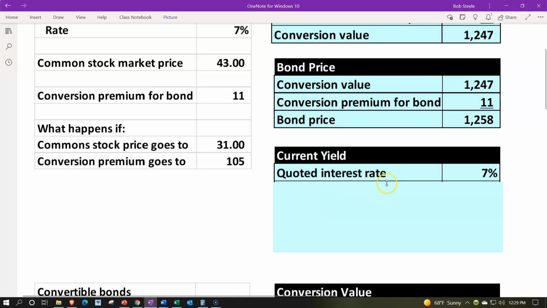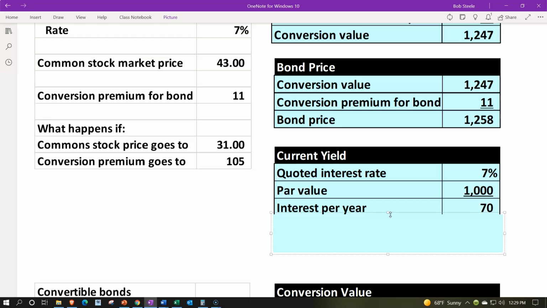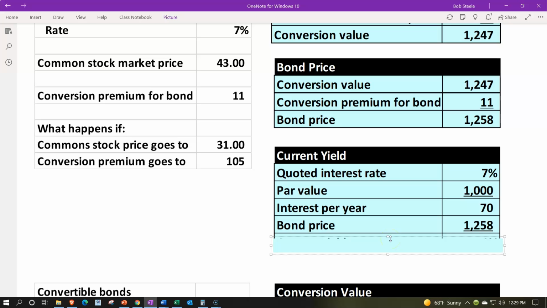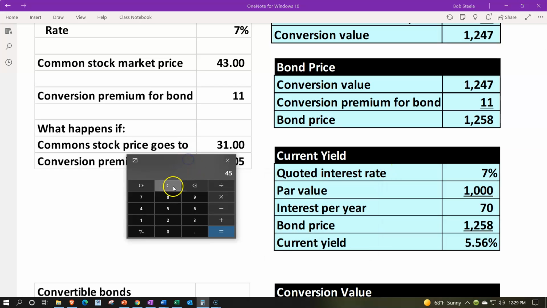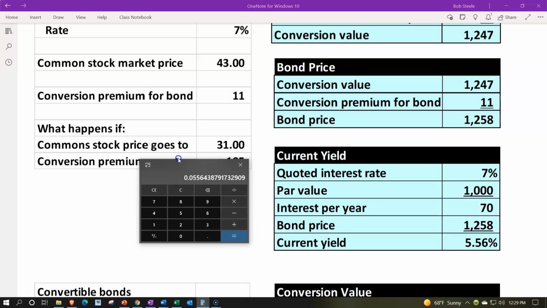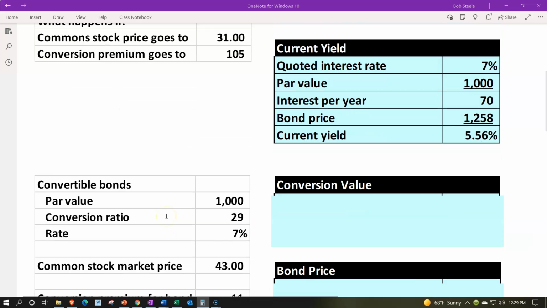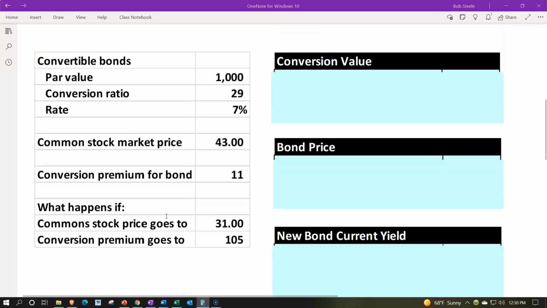The current yield, then, we can calculate as the quoted interest rate of 7% times the par value of 1,000, meaning we're going to get paid if we keep the bonds as bonds and don't convert them. We're going to get the $70 in interest per year, and we can compare that to the bond price. So 70 compared to the bond price. Let's pull that into the trusty calculator, because the calculator's over there staring at me. So 70 divided by 1258, and if I move the decimal 2 places over, we're at 5.56% for the current yield. If we then think about, okay, what would happen if we had this change that took place?